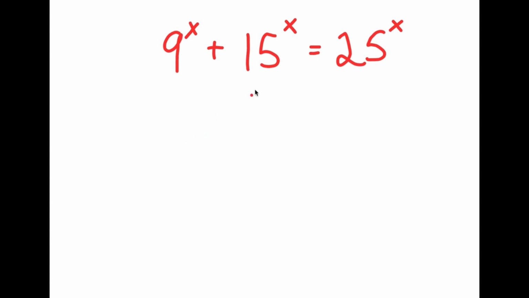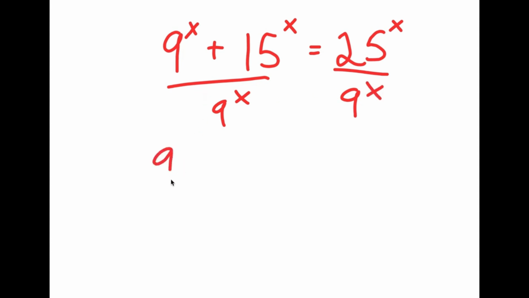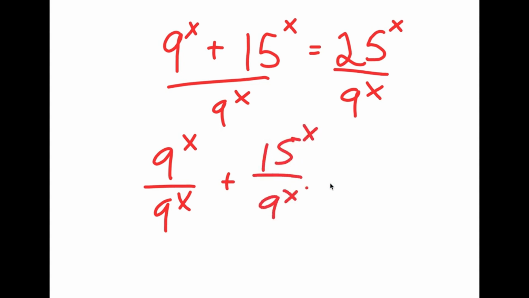Alright, so in this problem, I have 9 to the power of x plus 15 to the power of x is equal to 25 to the power of x. So I'm going to first start by dividing both sides by 9 to the power of x. So now this results in 9 to the power of x over 9 to the power of x plus 15 to the power of x over 9 to the power of x is equal to 25 to the power of x over 9 to the power of x.